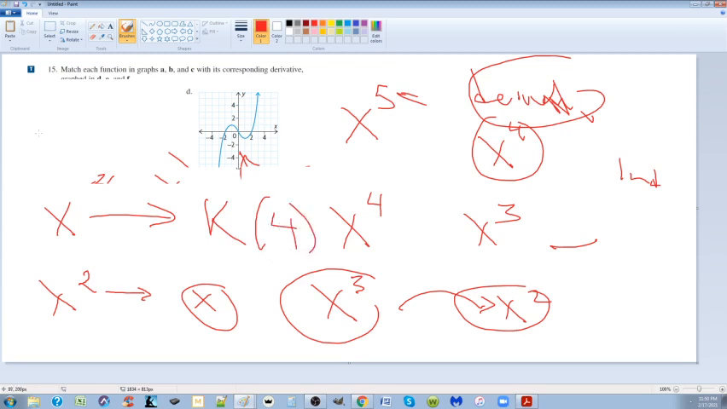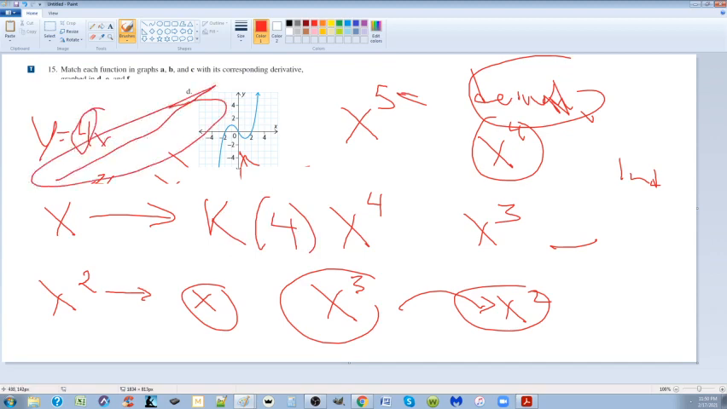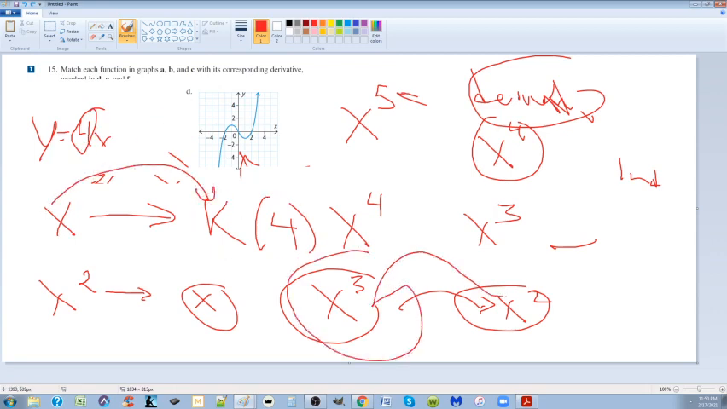And that makes sense because when you look at a line, 4 is the slope of that graph at all times. It never changes. So that's why the derivative becomes a constant. But it's important to know, because then you can spot mistakes.